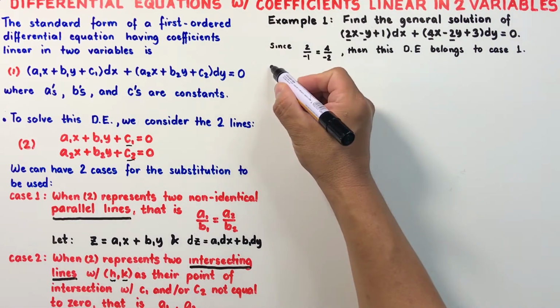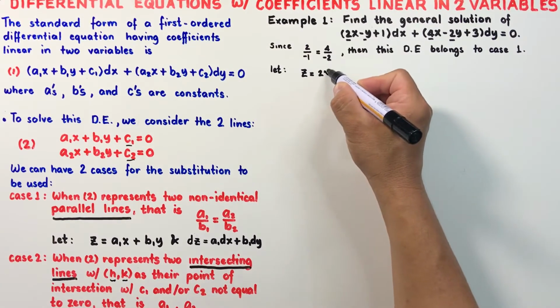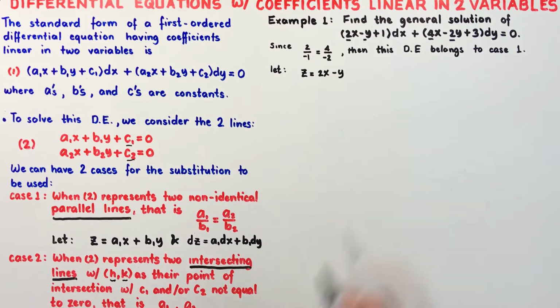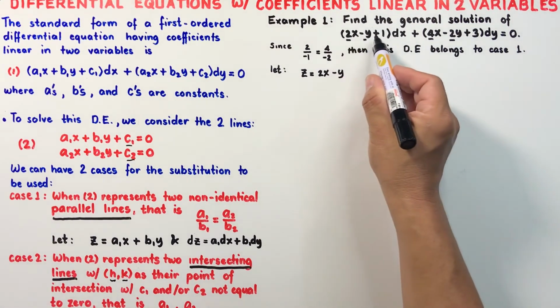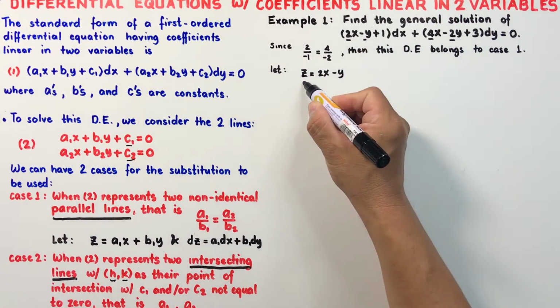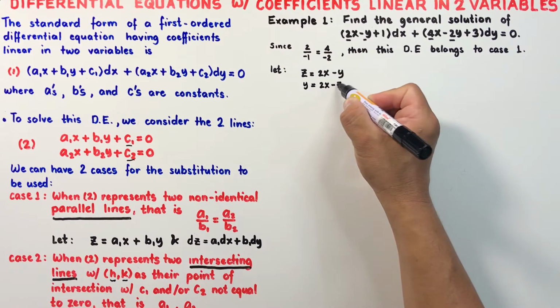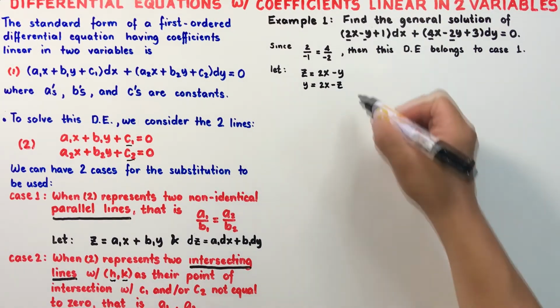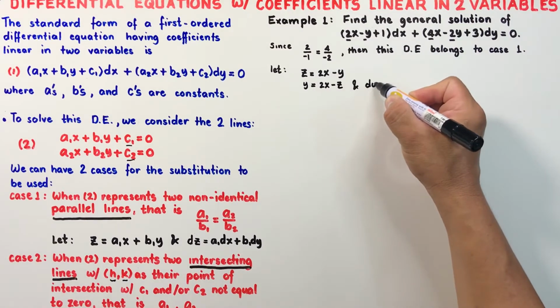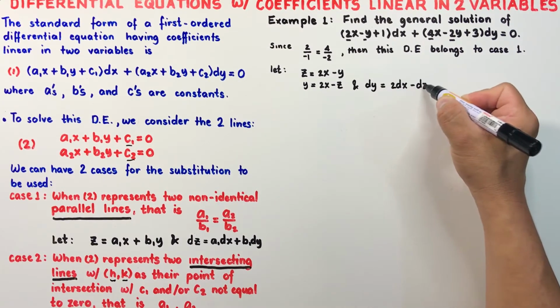So we can use the substitution z, which is equal to 2x minus y. Actually, we can also use 4x minus 2y because they are proportionate to each other. So suppose we use this 2x minus y as our z, then we can solve for our y. So y here is equal to 2x minus z. And since that is our y, we can solve for our dy here. And dy is equal to 2 dx minus dz.